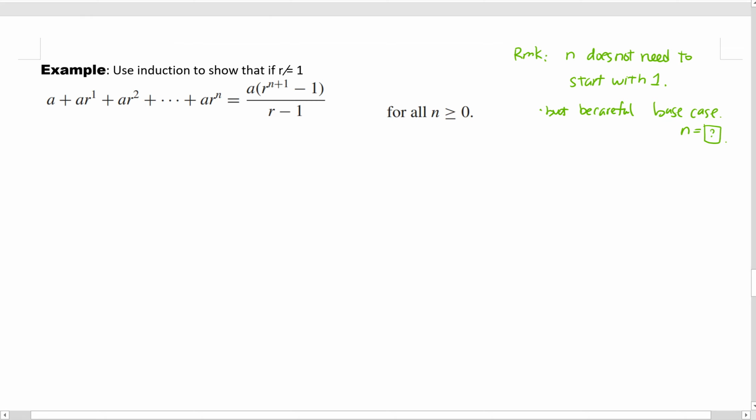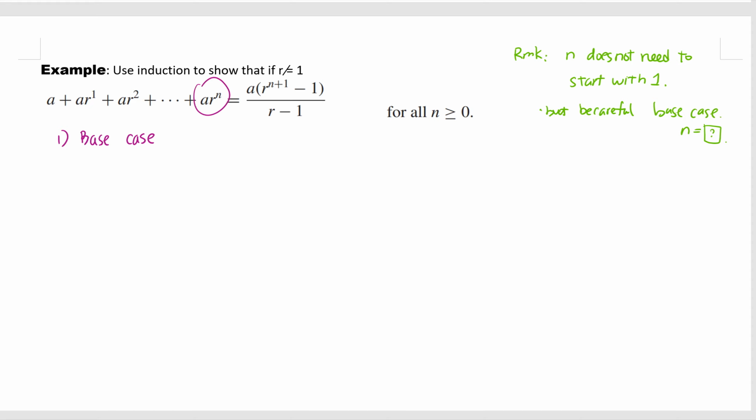Okay, so first, base case. The base case means that n equals 0. Let's look at this formula. When we plug in n is 0, we get r to the 0 is 1.